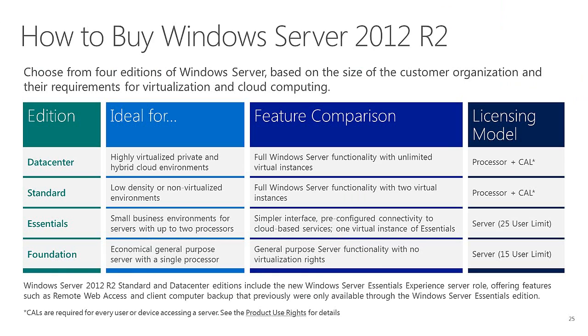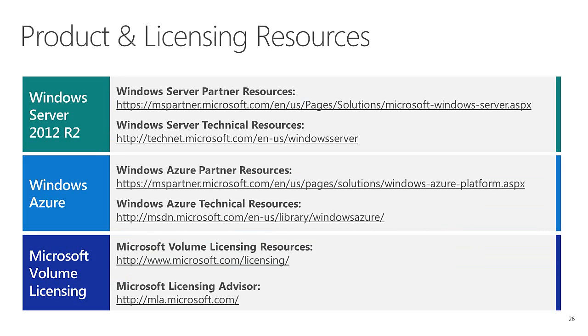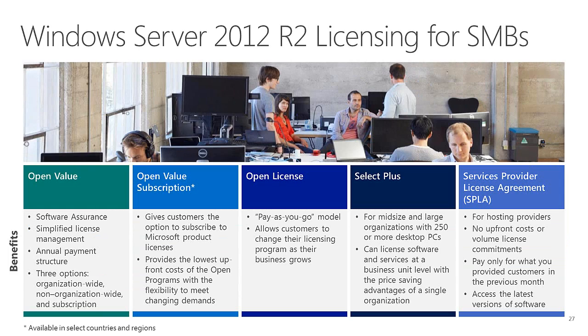We also have some information here on how to buy Windows Server 2012 R2, what all the different editions are, and what they're good for in terms of the different scenarios that they support well, and the different comparisons of the features and the licensing models that they have. And then some additional links for pricing and licensing resources. Again, I just wanted to include this for reference. And then finally, some of our licensing programs that are most applicable for SMB customers. So again, just wanted to include this for your reference.